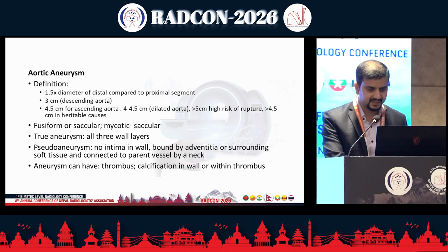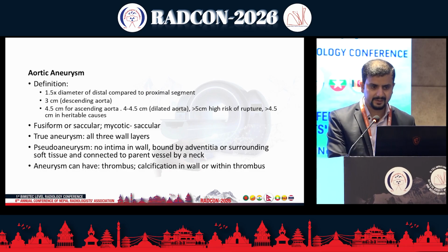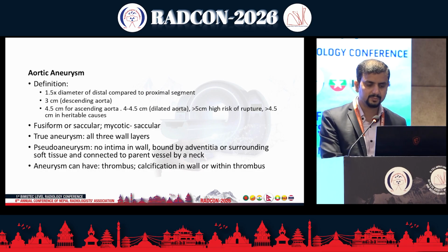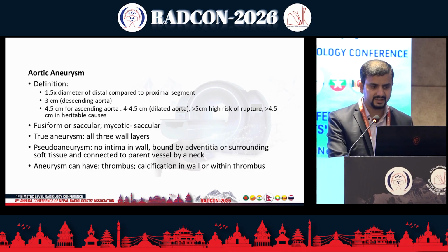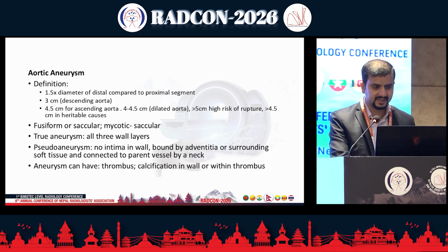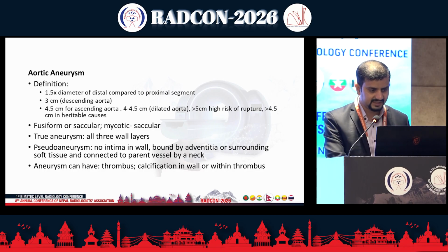In cases of the ascending aorta, when the diameter goes more than 5 cm, there is a high risk of rupture. In heritable cases, even if it goes more than 4.5 cm, there is increased risk of rupture. An aneurysm can be either fusiform or saccular. Mycotic aneurysms are usually saccular.